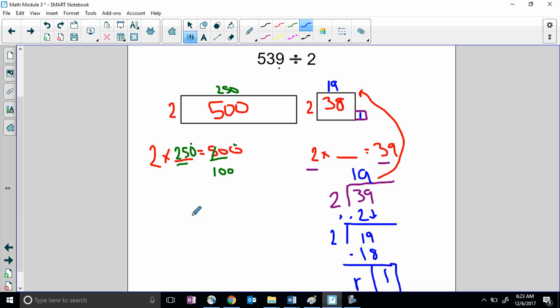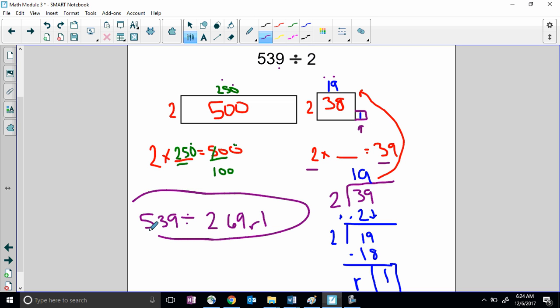Now, my original problem started off with 539. I can put it all together now. So I can say 539 divided by, so I add up these two. So 0 plus 9 is 9. 1 plus 5 is 6. And then I have my 2. But then I can't forget about this guy right here, that pesky little remainder that we got to take with us. And then there is our answer.